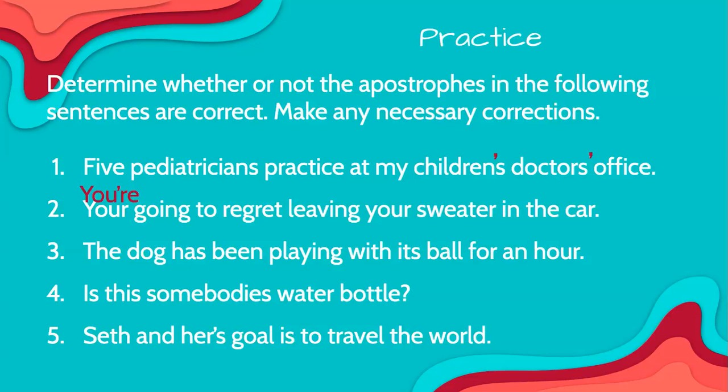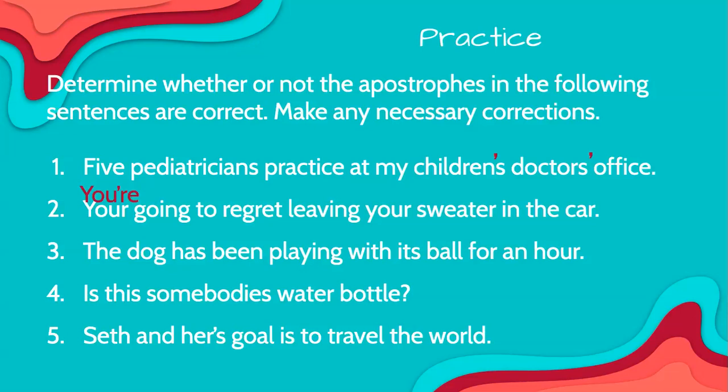Number 3, the dog has been playing with its ball for an hour. So the word in question here is its. Am I trying to say it is? The dog has been playing with it is ball for an hour. No, I'm not. I'm trying to show possession. Because possessive pronouns do not take apostrophes, number 3 is correct as it is.